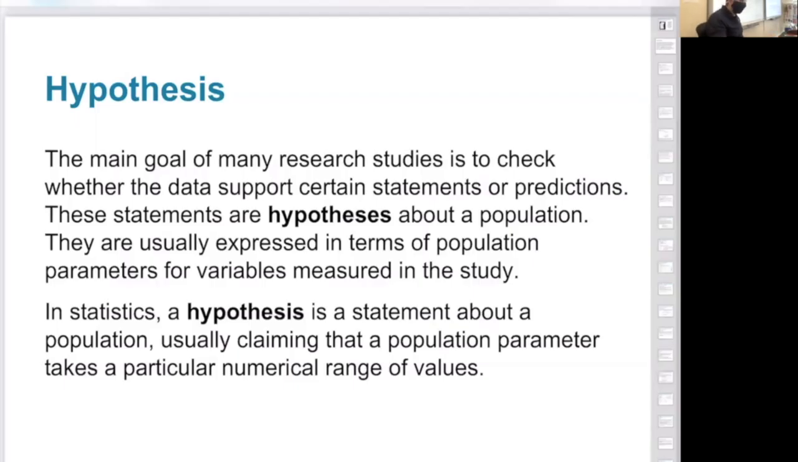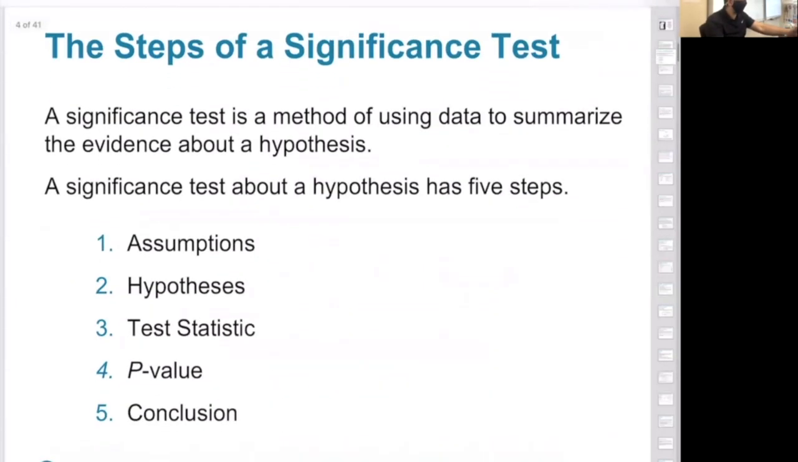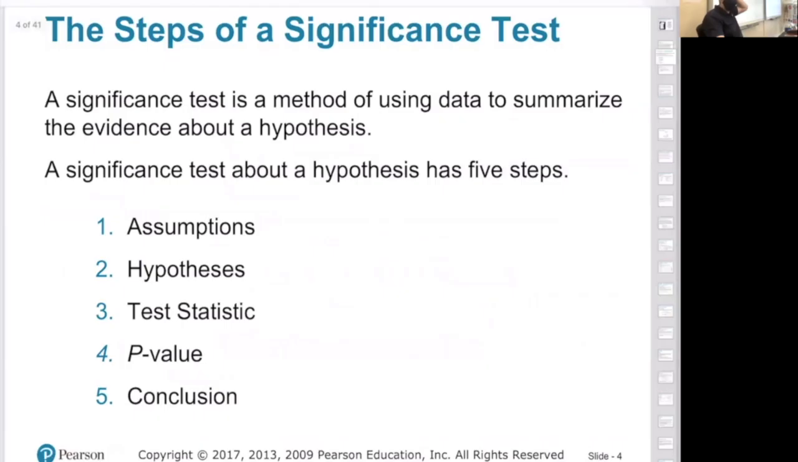So in statistics, a hypothesis is a statement about a population. Of course, this statement is a mathematical statement, which means maybe equal to a specific value, greater than a specific value, or less than a specific value. These are mathematical statements, okay? Usually claiming that the population parameter takes a particular numerical range of values, and of course we will see these hypotheses later.